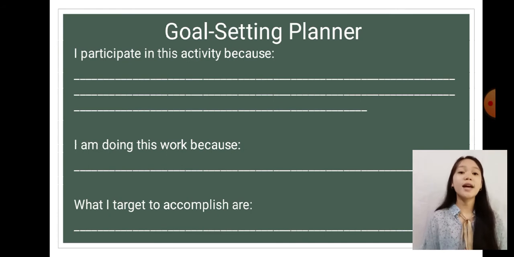So this is the sample of a goal setting planner. First is, I participate in this activity because. Next is, I am doing this work because. And lastly, what I target to accomplish are.